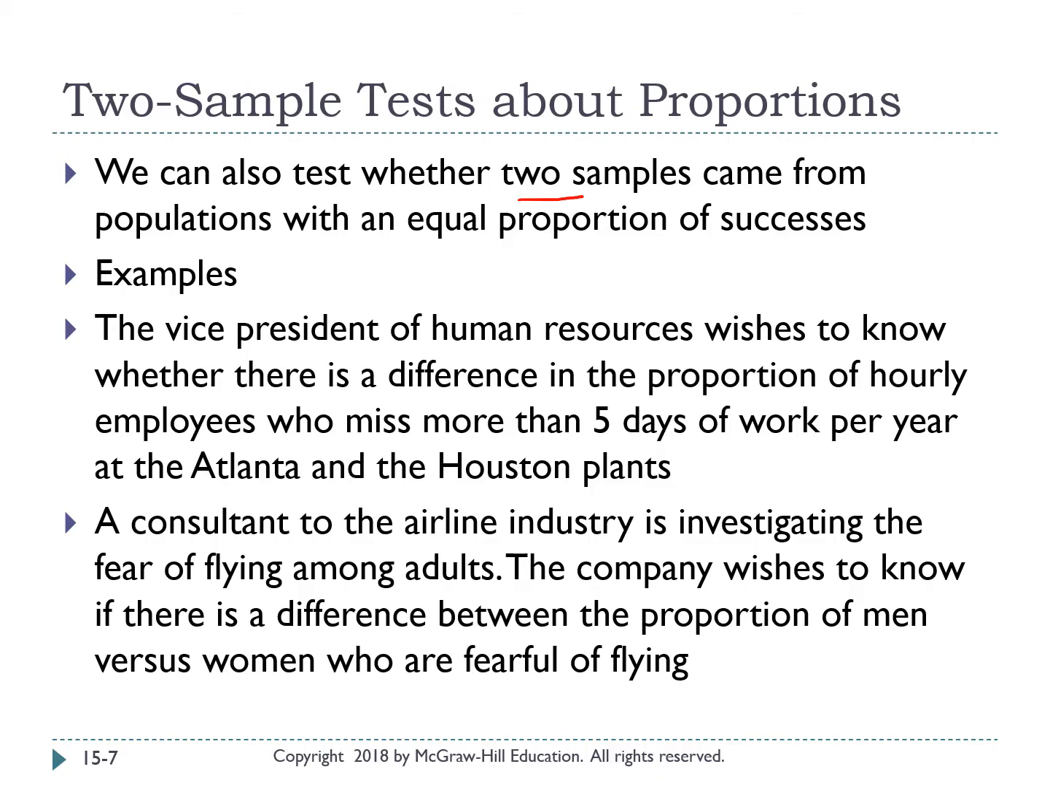The Vice President of Human Resources wishes to know whether there is a difference in the proportions of hourly employees who miss more than 5 days of work per year at the Atlanta and the Houston plant. So we are comparing two plants, Atlanta and Houston. Second, the company wishes to know if there is a difference between the proportions of men versus women. So here we are comparing men and women. So we are comparing two things in this two sample test about proportion.